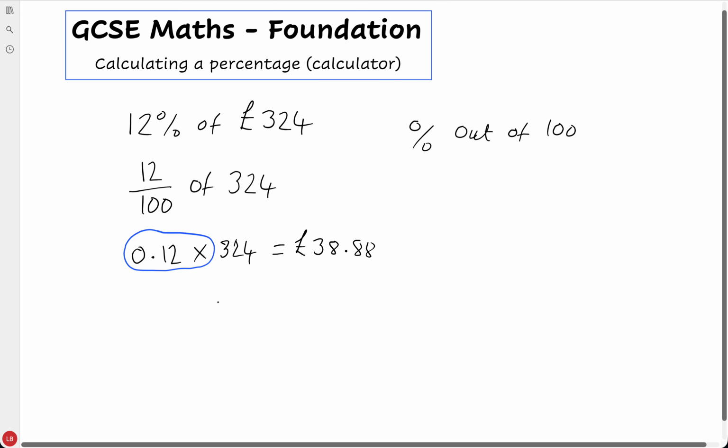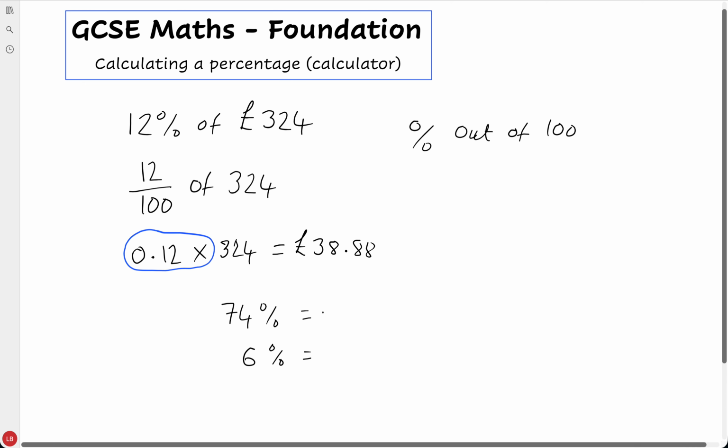Let's try, what happens if you wanted to work out 74%? What would that be as a decimal for your decimal multiplier? And what about 6%? What would that be as a decimal multiplier? You might want to pause the video, have a think, write it down, and then see if you've got it right.